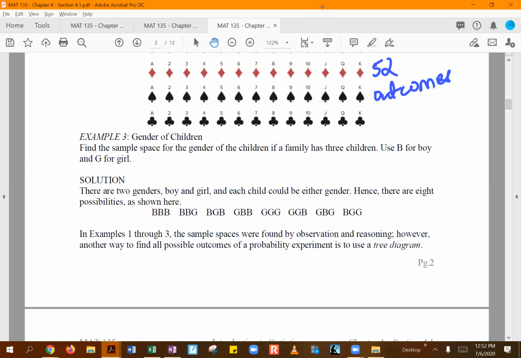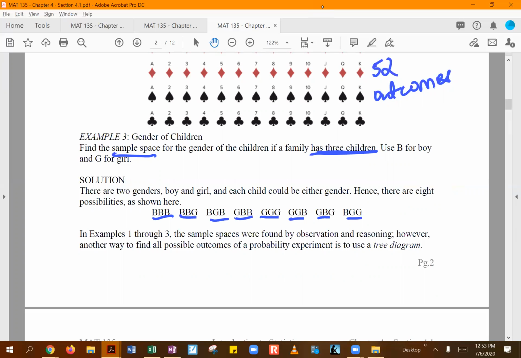So this example here is pretty interesting, number 3. They're talking about creating a sample space for the gender of children in a family that has 3 children. So we're of course using B for boy and G for girl. So if we're talking about 3 children, what kind of combinations can you have? All 3 of them could be boys, all 3 of them could be girls, but then you could also have a combination of 2 boys, or you could have a combination of 2 girls.